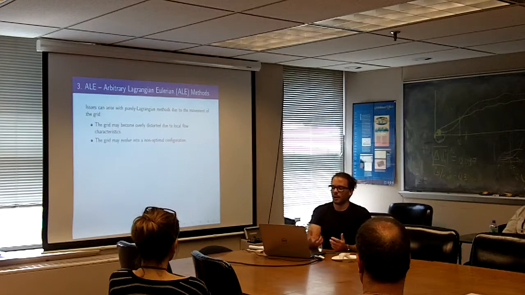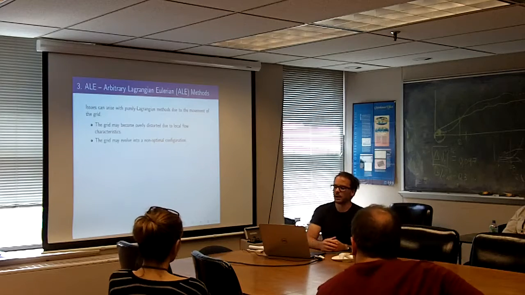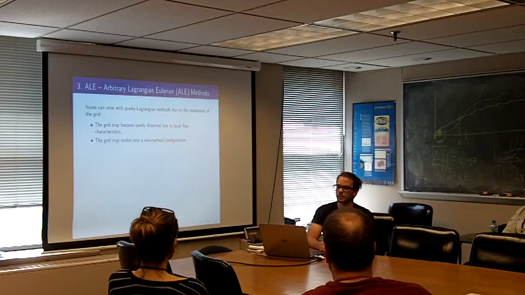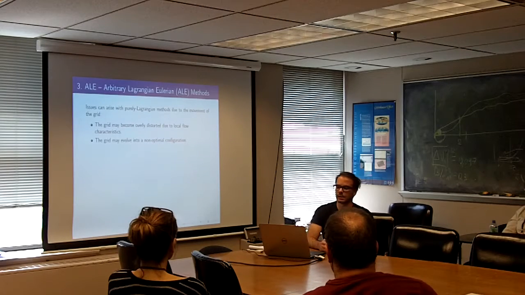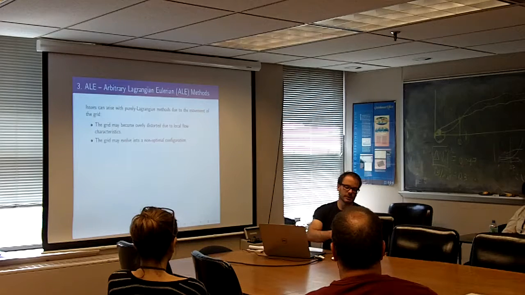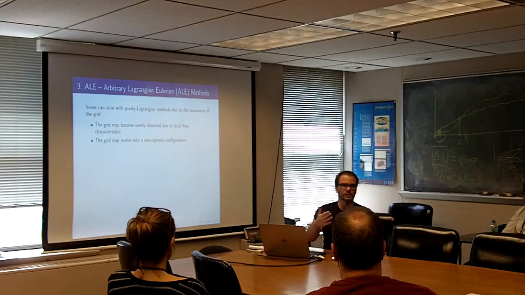Okay, so I talked a little bit before about the idea of having both a Lagrangian and an Eulerian treatment of the equations of motion, and I'll try and make that a bit more specific at this stage. So in a purely Lagrangian method, the grid moves at exactly the local flow velocity. So there are essentially no fluxes that occur between cells. It's just that all of the cell interfaces drift exactly with the local flow velocity.